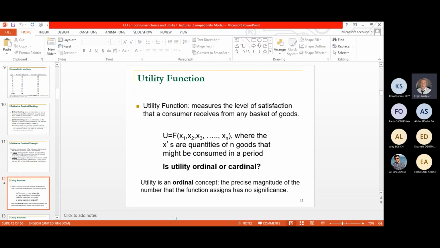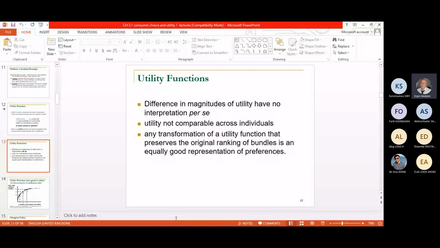Is utility ordinal or cardinal? Utility is an ordinal concept, and the precise magnitude of the number that the function assigns has no significance. Differences in magnitudes of utility have no interpretation per se, and utility is not comparable across individuals. Any transformation of a utility function that preserves the original ranking of bundles is an equally good representation of preferences.